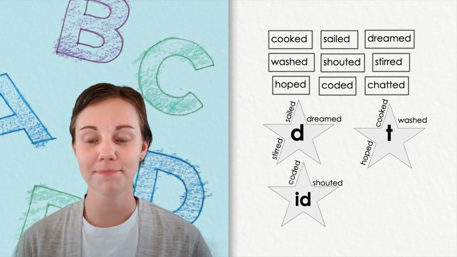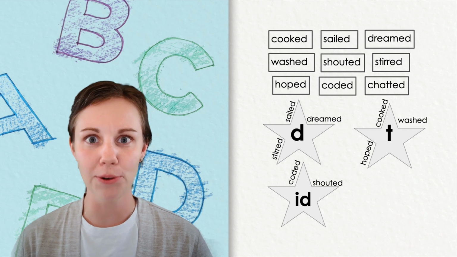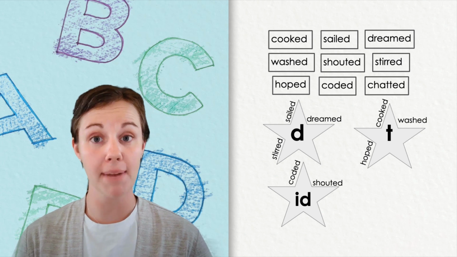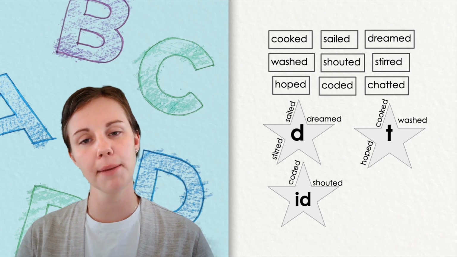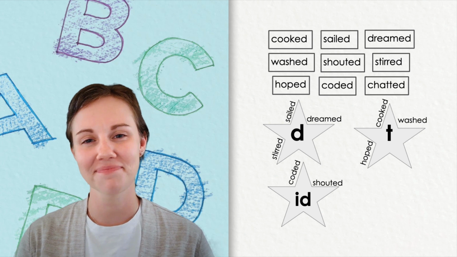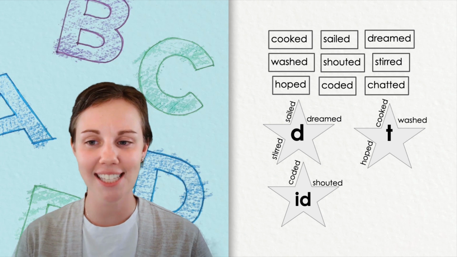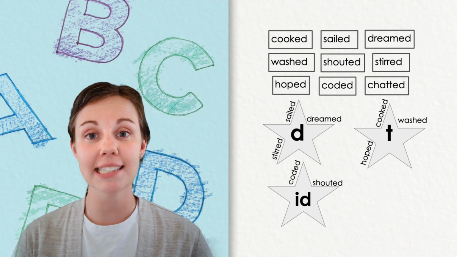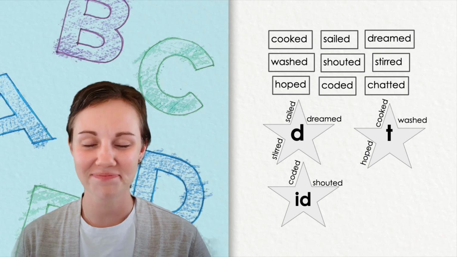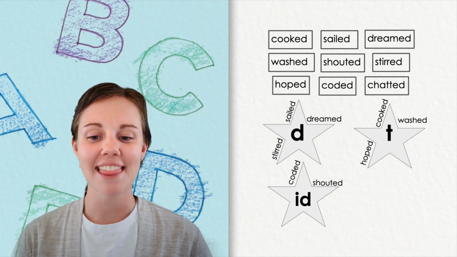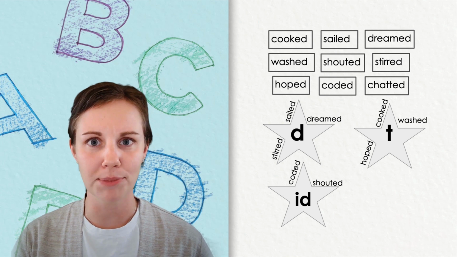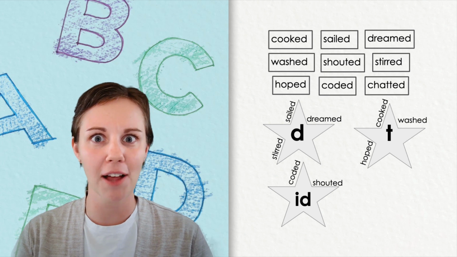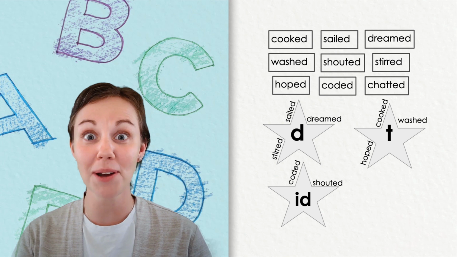Let's try this one. I noticed the double letter in the middle. It must be using the 1-1-1 doubling rule. What must the base word be? Chat. When we add that ed suffix, it becomes chatted. I heard it. That's our ID pattern too. You have become such a proficient reader with all these patterns. I'm so impressed.